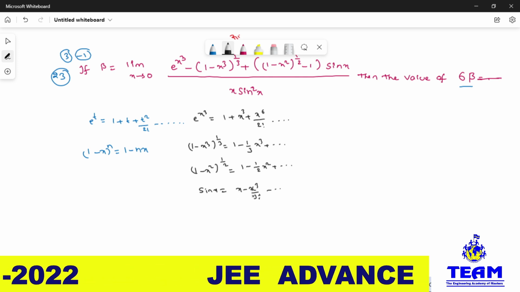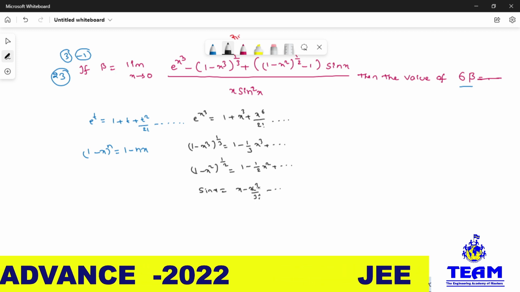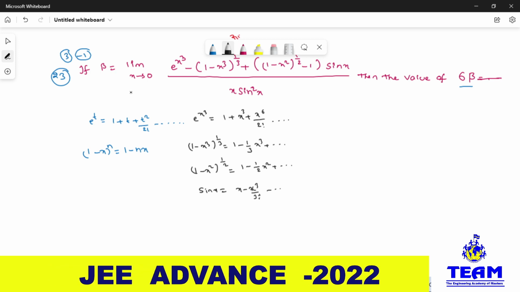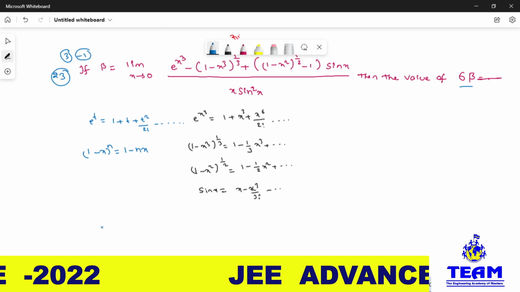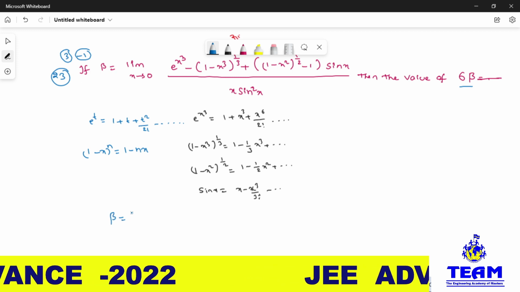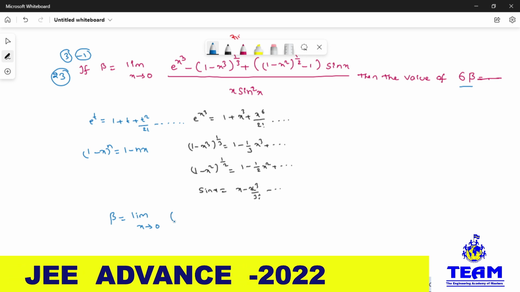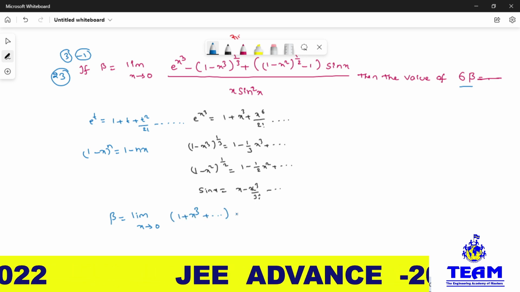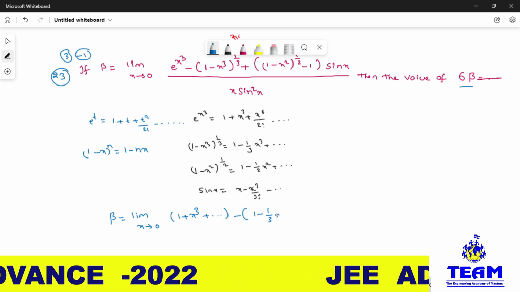Sir, if I write that, what will happen? This entire x cube term, nothing will happen. Even if you write it, it won't be changed in that, right? Anyhow, now I am going to substitute all these values in the above equation. Then beta is equal to limit x tends to 0, e to the power of x cube, what I am writing? 1 plus x cube plus so on, simply minus 1 minus, this is what? 1 by 3 into x cube.